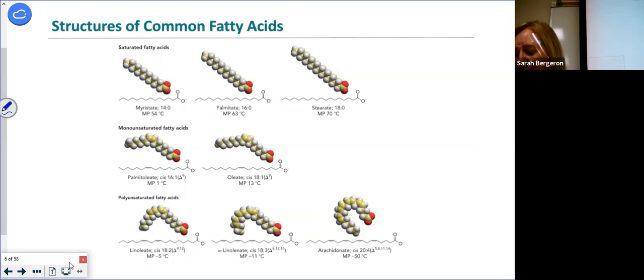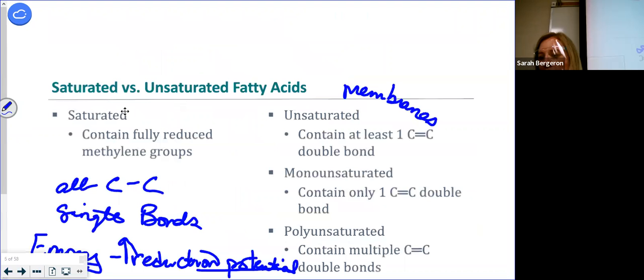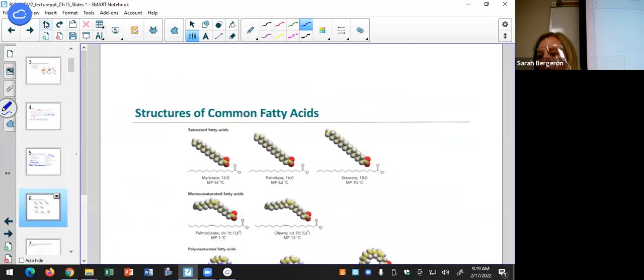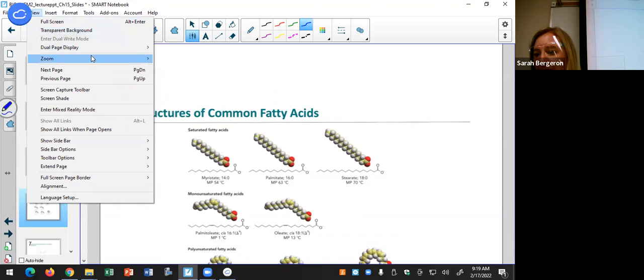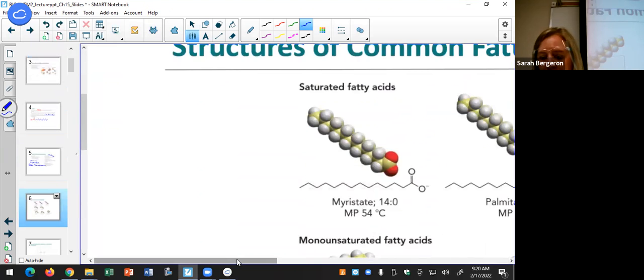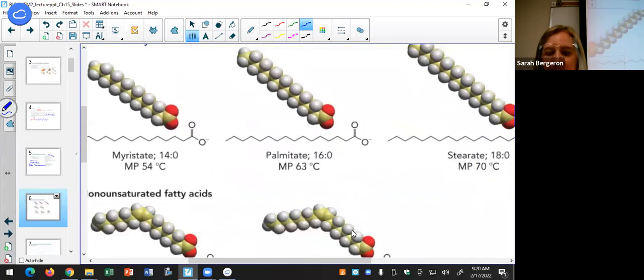See if I can zoom in. Let's see. Whoa, no, that was not what I wanted to do. There we go. Okay, view, zoom. Let's do this. Okay, there we go. Now we can look, it's a little bit bigger.